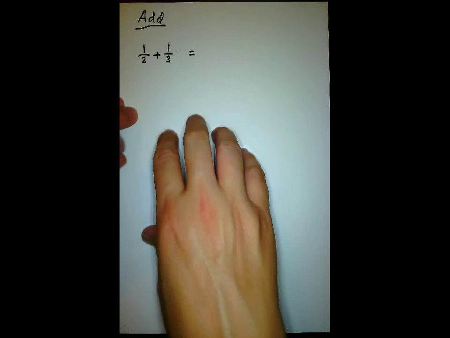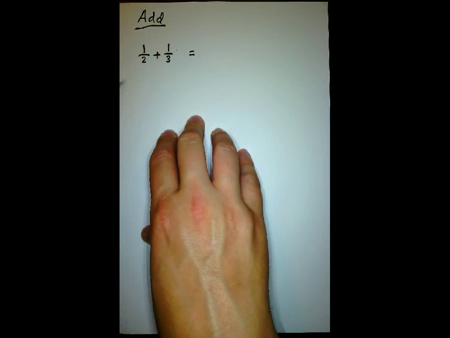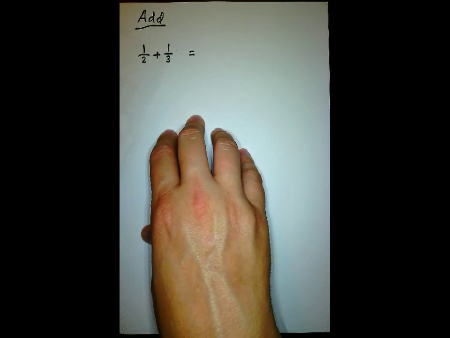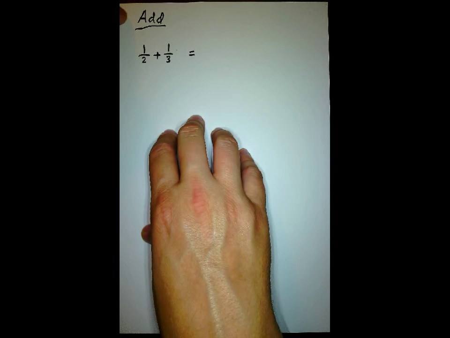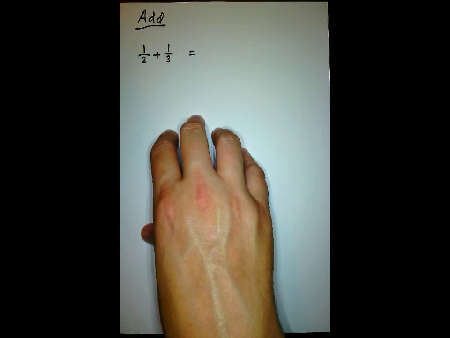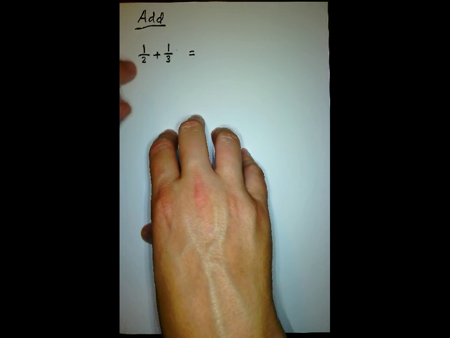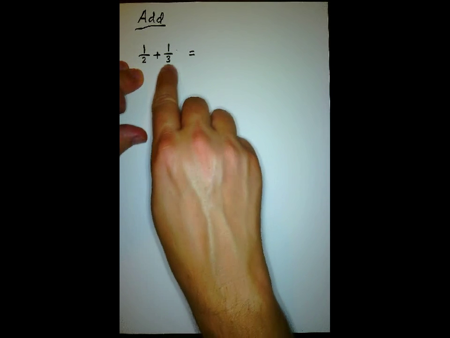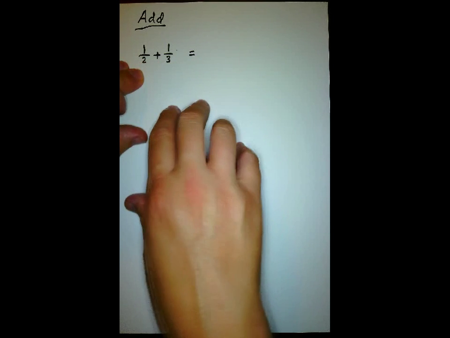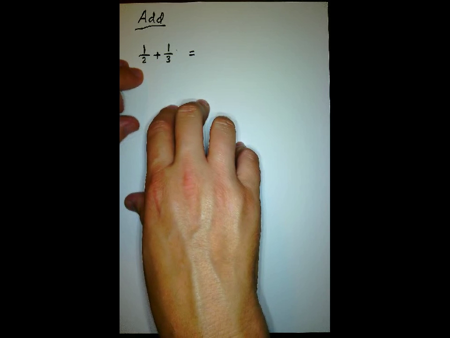Alright, so when you add fractions, it's important for this number and this number to be the same, and we call that a common denominator. And we want that common denominator to be as small as possible, because that'll make the math the easiest. So we need to think of a number that 2 and 3 both go into evenly.